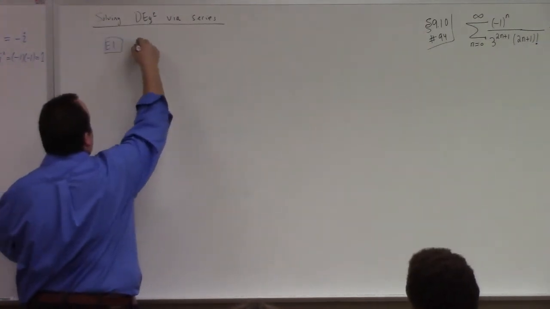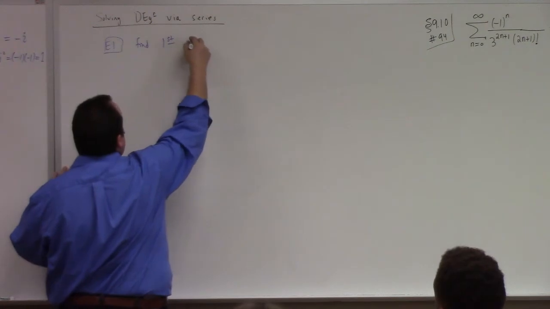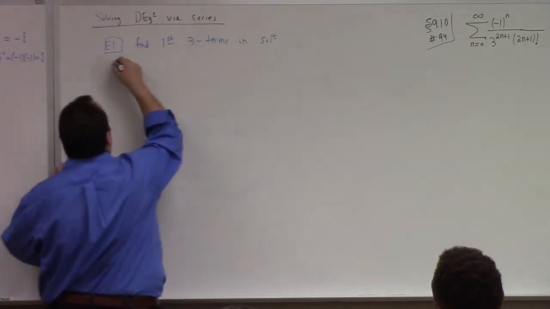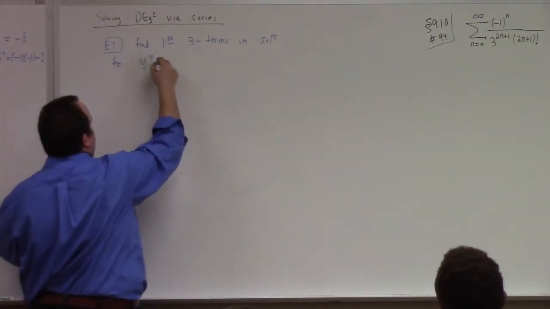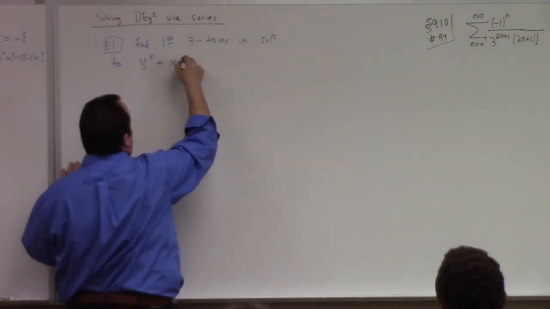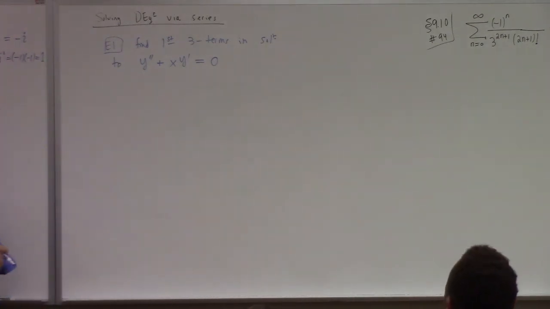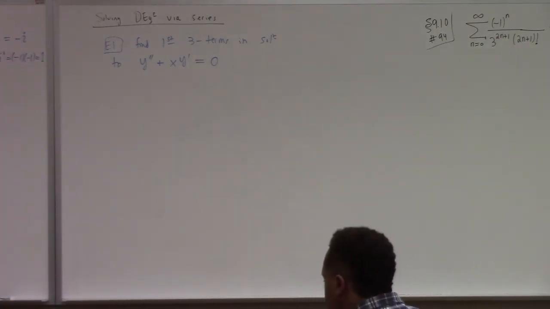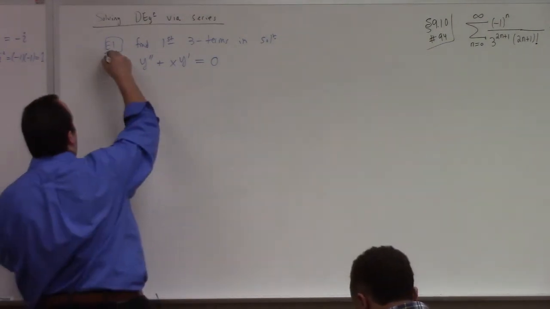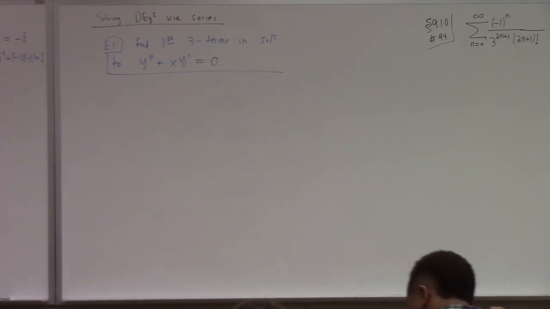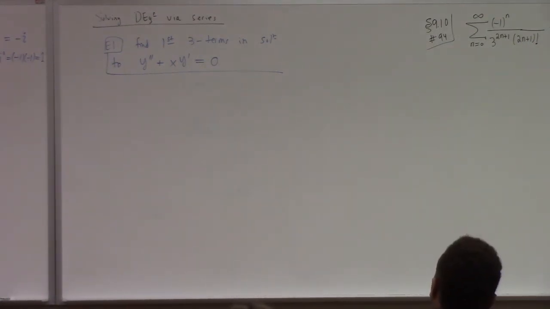Suppose I want to find the first 3 terms in the solution to y double prime plus x y prime equals 0. The way you do this is just to assume the solution is a power series and plug it in. That's it. That's the sum total of the method, pretty much.